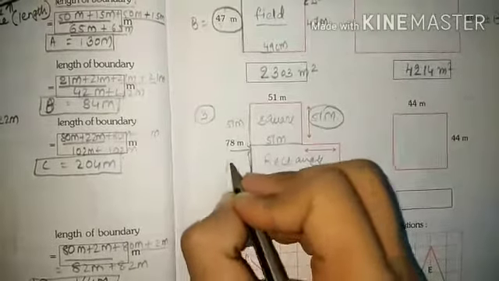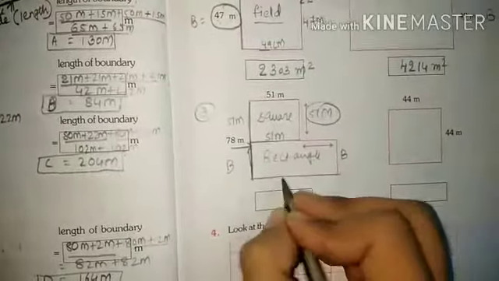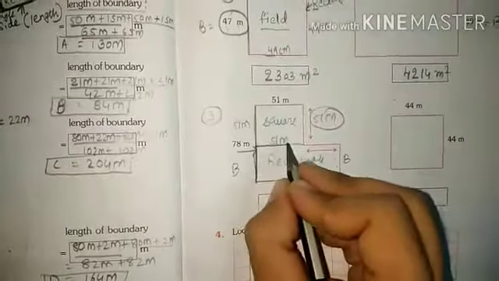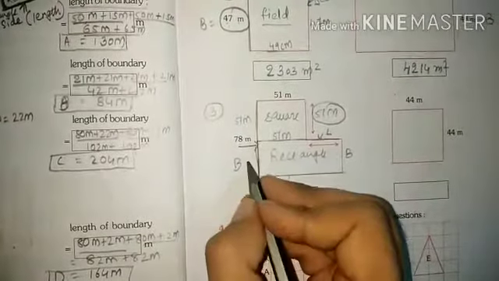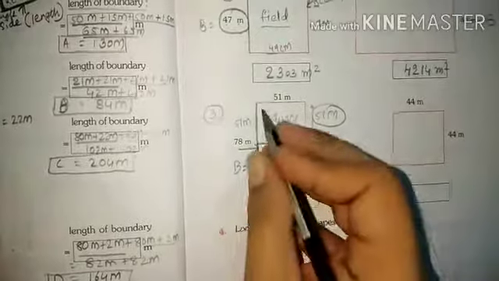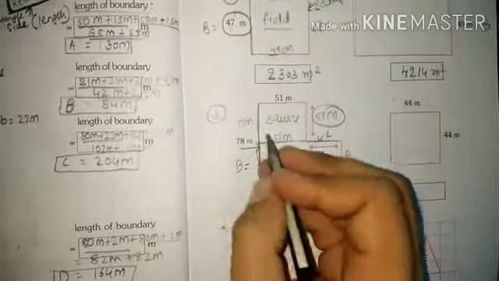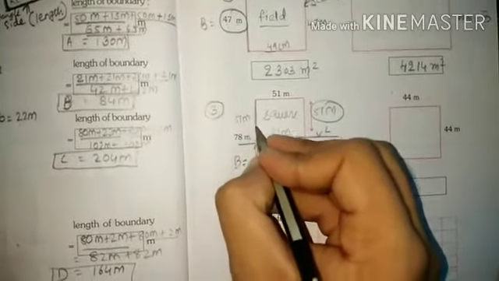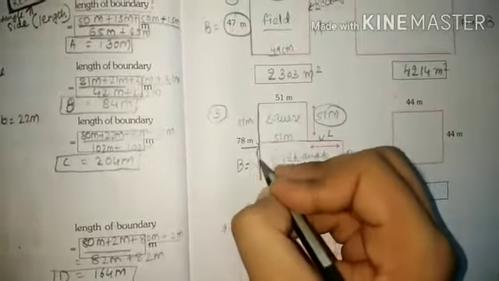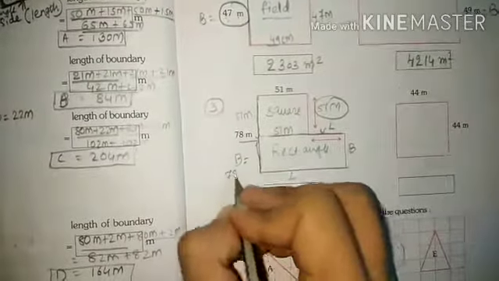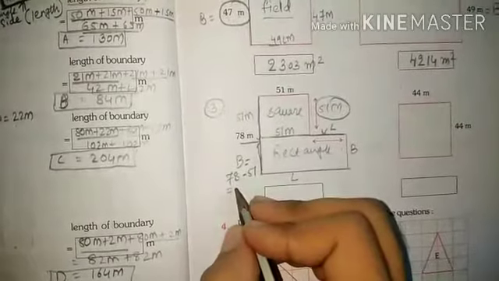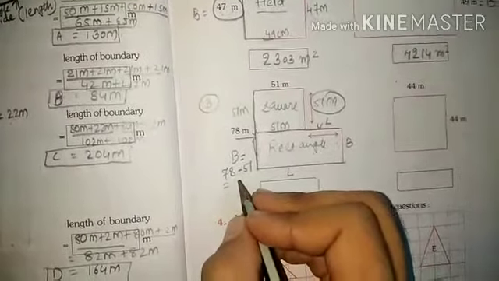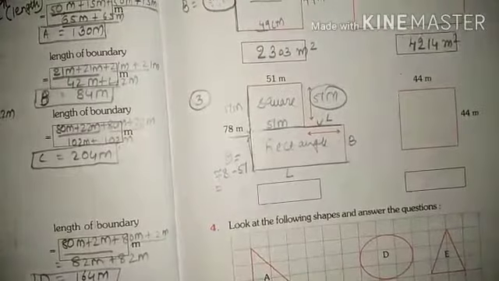This is your breadth, this is your breadth, this is length, and this entire line is the length of the rectangle. So students, मुझे पहले ये find करना है. The entire line is made up of 78. Out of that, this is 51. So what will I do to find this one? 78 minus 51 I will do. I have to do the calculation.